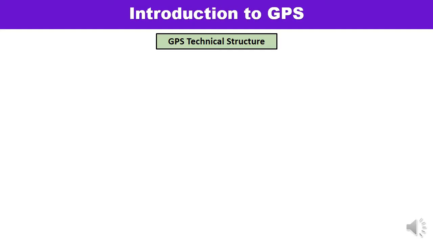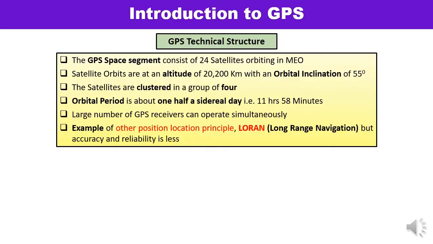Let's talk about the GPS technical structure also. The GPS space segment consists of a total of 24 satellites orbiting in medium Earth orbit, at an altitude of approximately 20,200 kilometers, and the orbital inclination is about 55 degrees. The 24 satellites are clustered in groups, with 6 satellites in one group. The orbital period is about 1/2 of the sidereal day, that is about 11 hours and 58 minutes.